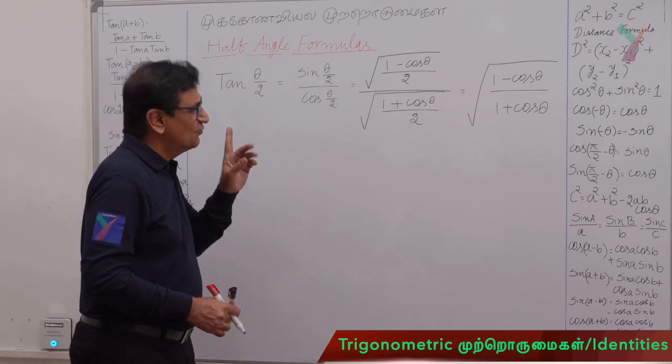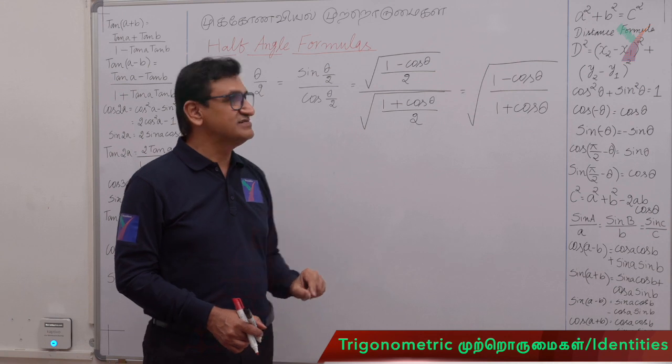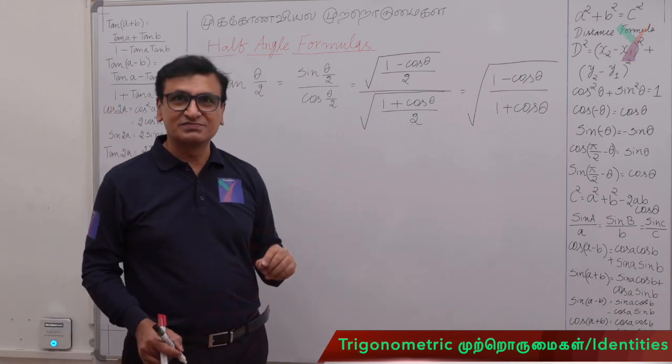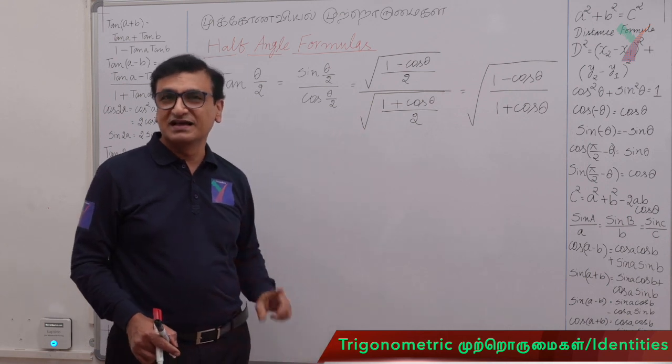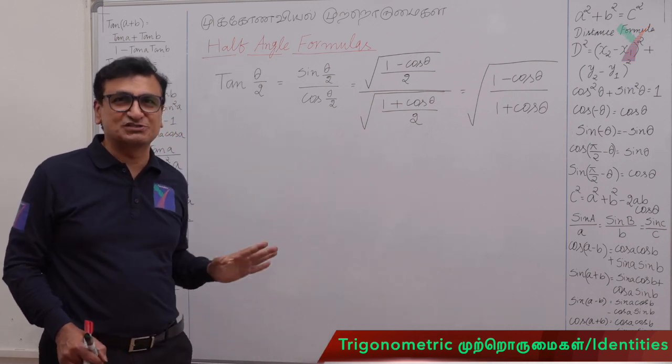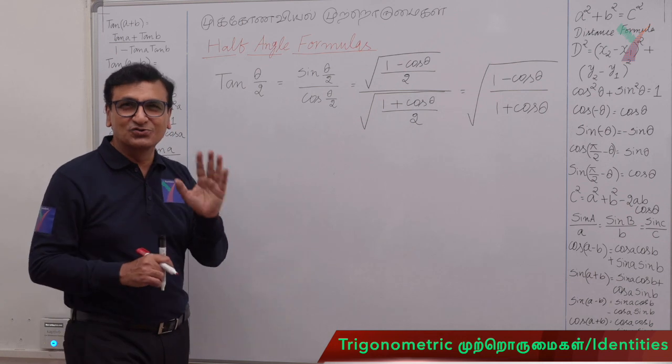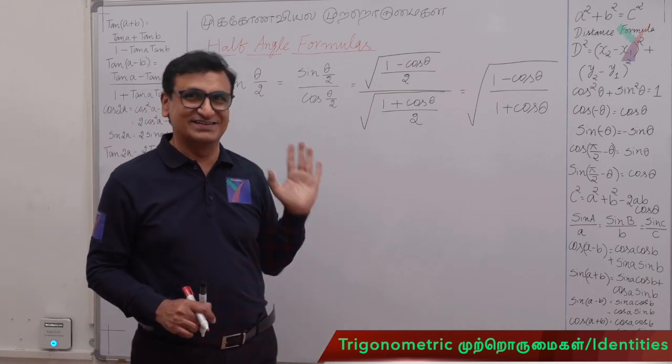Okay, so we have tan theta by 2 as square root of 1 minus cos theta divided by 1 plus cos theta. Why have I not used the tan 2a formula here? Of course, you can use the tan 2a formula like you have used for cos 2a, and you will get a very nice expression. I'll give you some hints how to do it. I would like you to do it yourself.